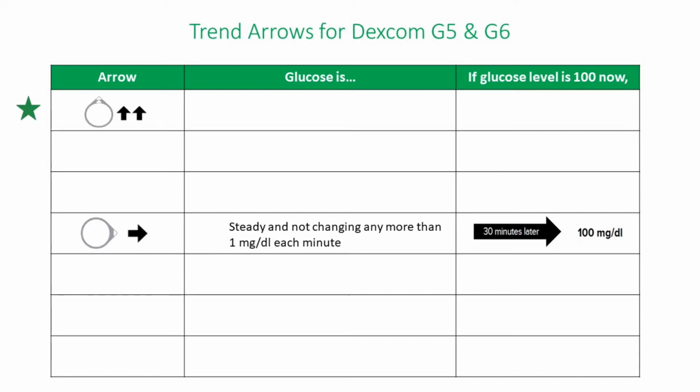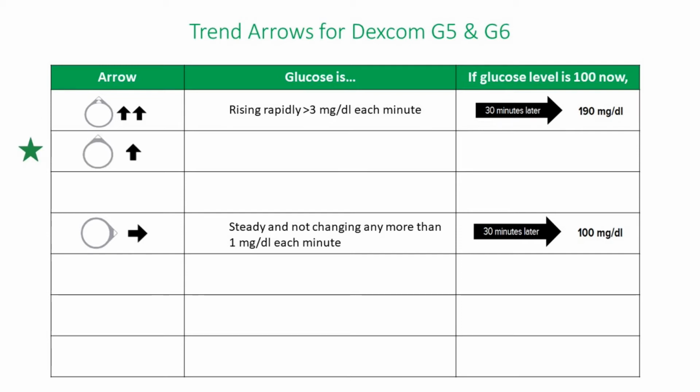Look at this next picture. This shows two arrows pointing straight up. This means that glucose levels are rising rapidly. And if your glucose level is 100 milligrams per deciliter right now, in just 30 minutes, it could be as high as 190 milligrams per deciliter.